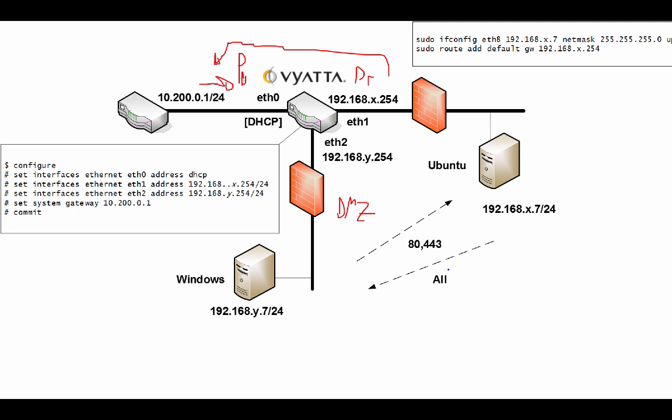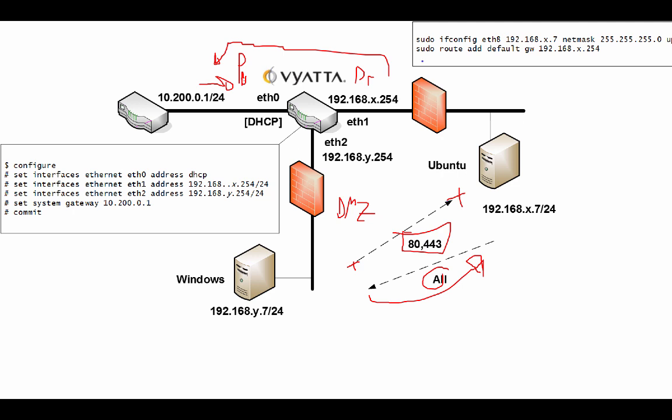Then we'll allow all communications from the private network into the DMZ, and again we'll have to open it up so that all established communications are allowed back in. But we'll only allow port 80 and 443 to go from the DMZ into the private network. Okay, so that's the setup.